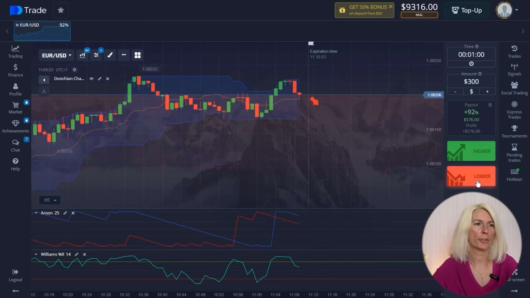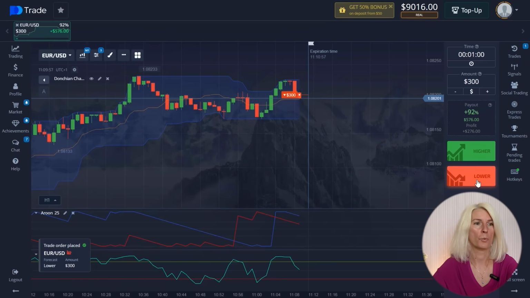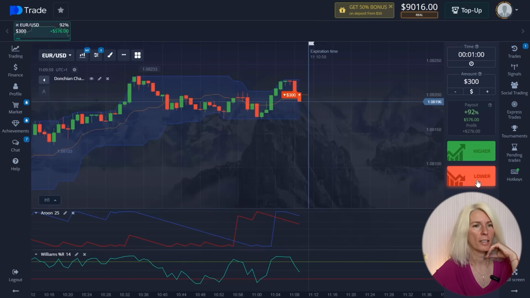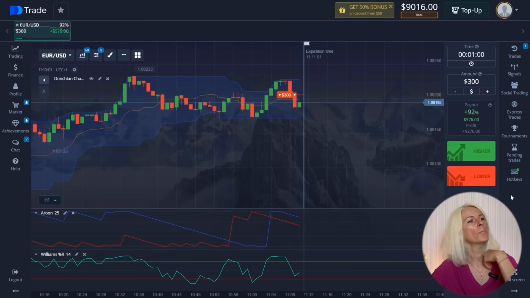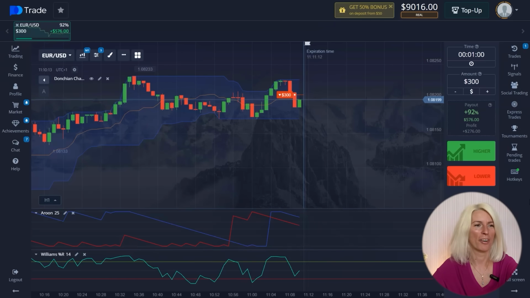We will continue in a few seconds, and now we will open another down trade for 1 minute with $300 in. The Williams line moved down coming out of the overbought zone, and this is a good signal about the possible continuation of the price decline. Now we can return to the conversation.